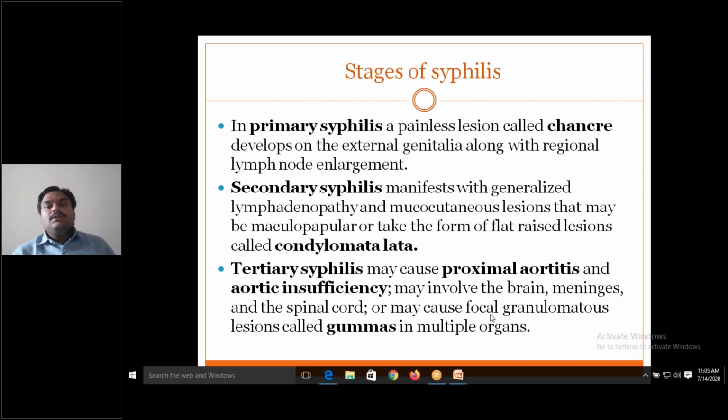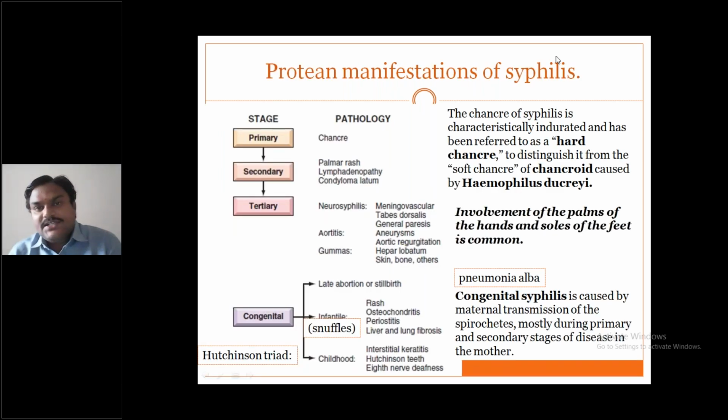All points are important. In tertiary syphilis, gumma is seen, and gumma is seen in the chest. Under the later stage, chancre is in primary. So these are the primary and tertiary stages. In tertiary, we get gumma, and aortitis resulting in aortic regurgitation. Neurosyphilis results in cardiovascular inflammation. Multiple gummas may be seen in skin and bone.